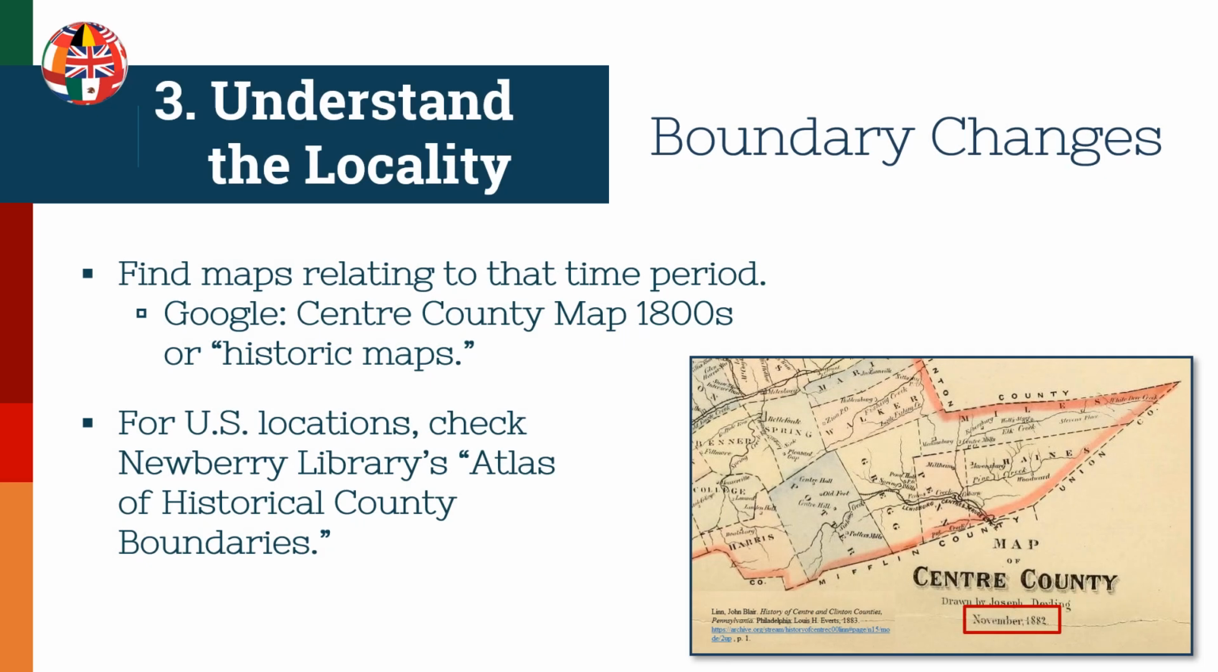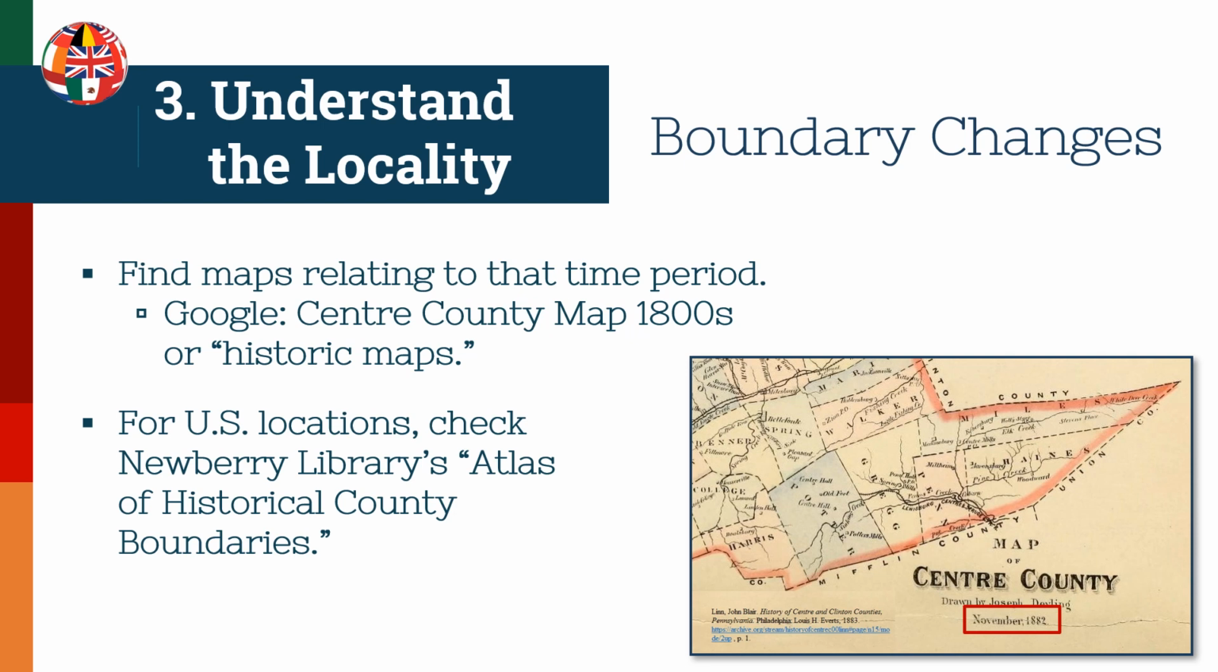Part of understanding the locality is to be aware of any jurisdictional boundary changes. This is especially true in the early U.S. research, when many of the county boundaries were changing on a regular basis. This is especially important because so many of the records were kept on the county level in the United States.